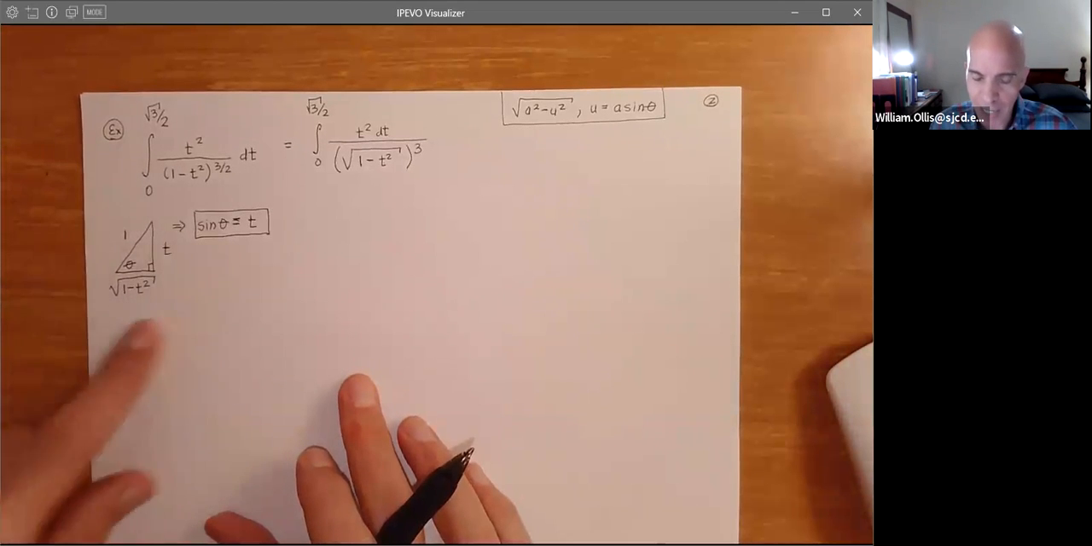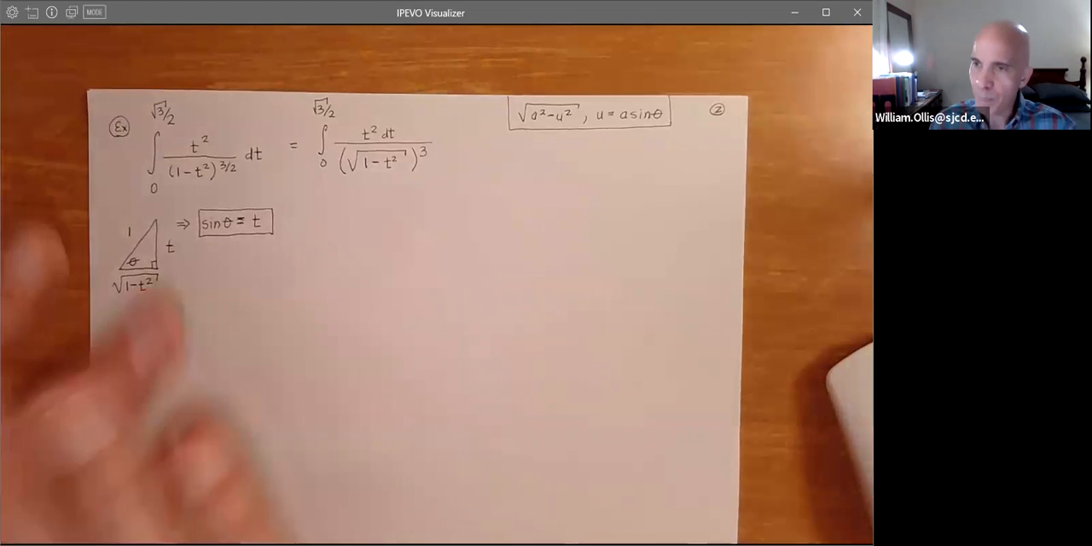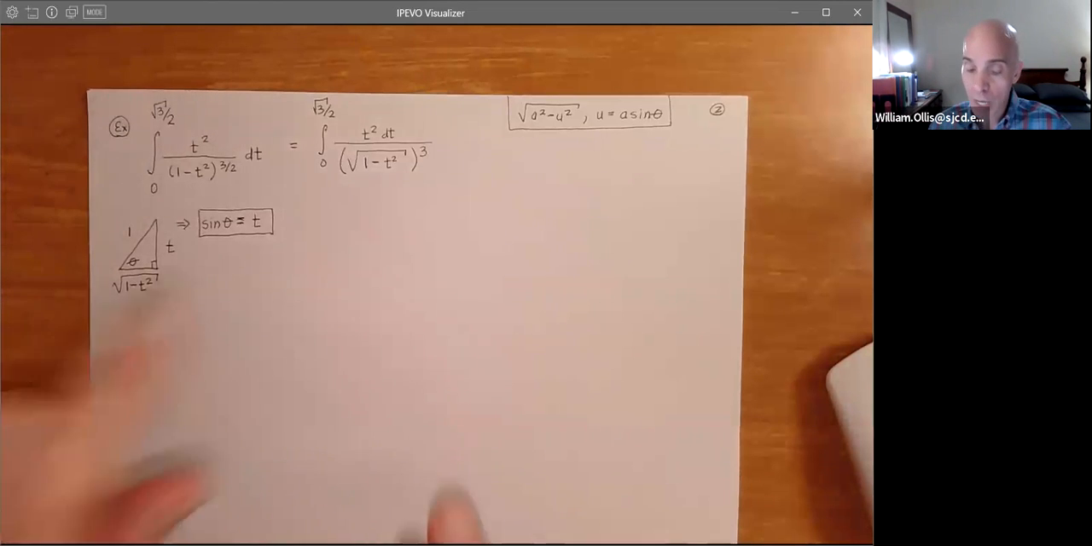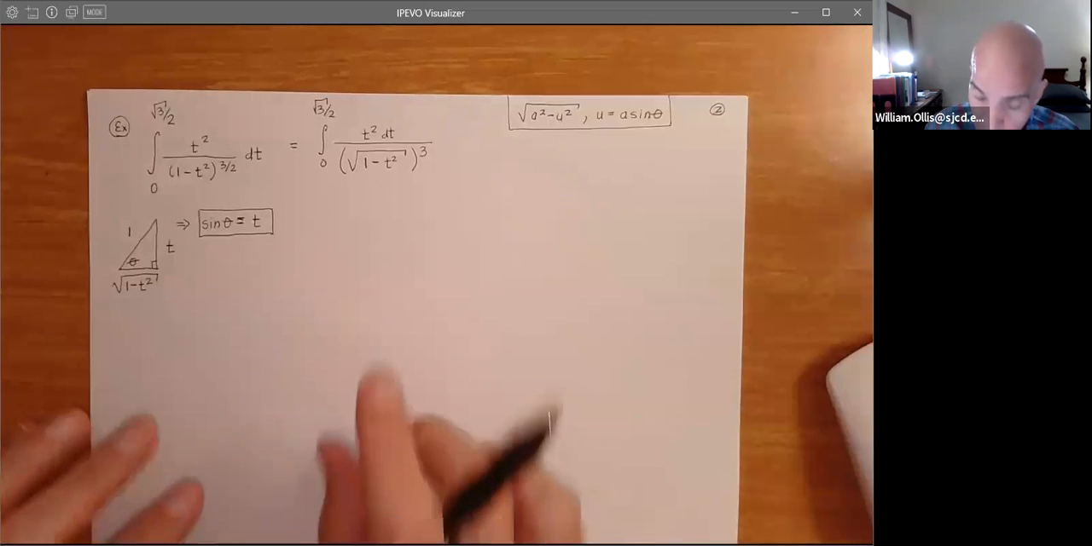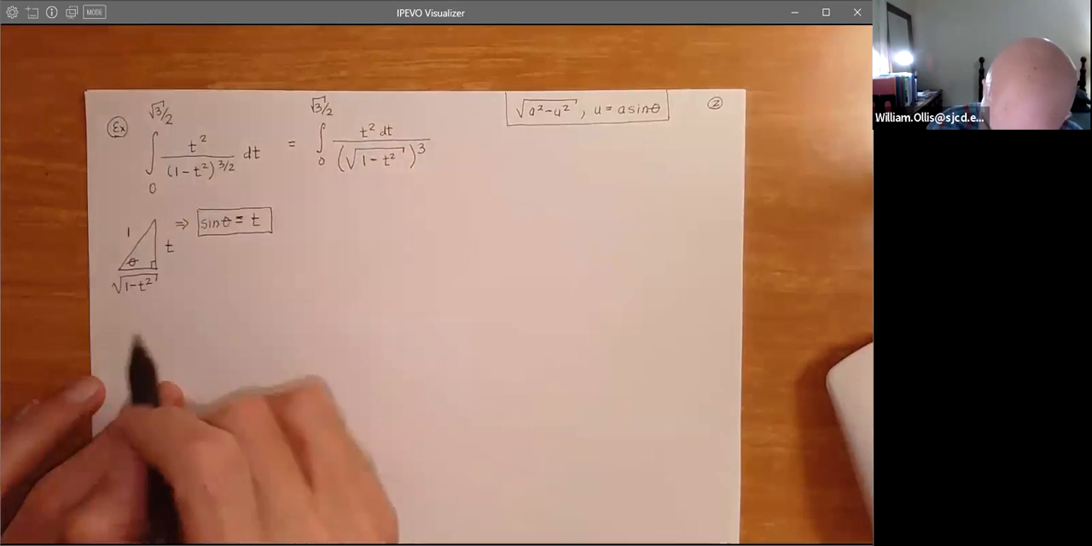Now, of course, this triangle will be kind of the governing body, so to speak. It's like this is basically giving us the trigonometry of this particular substitution. So now we're thinking, let's just go like we did for the last one. And then, of course, we'll change the limits.